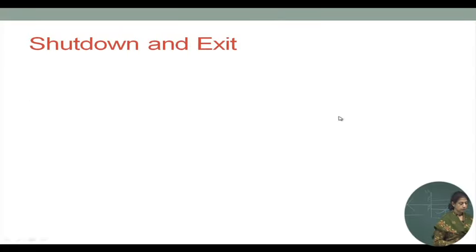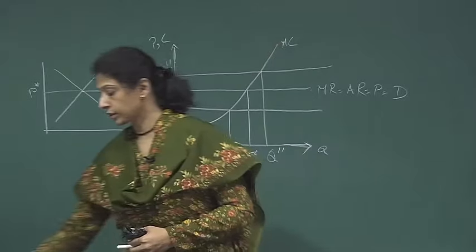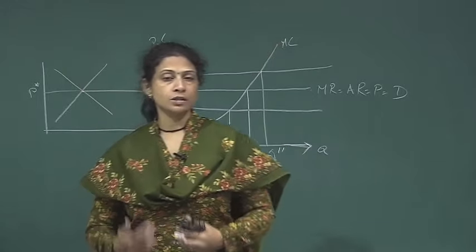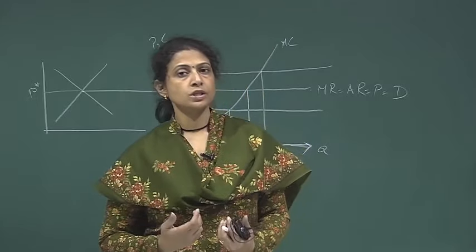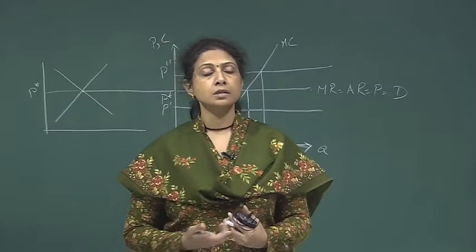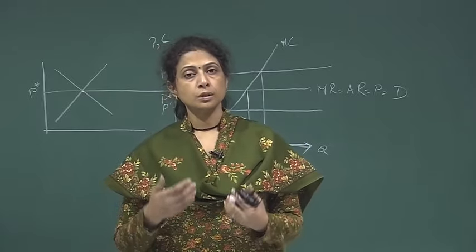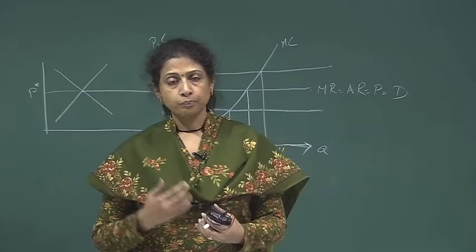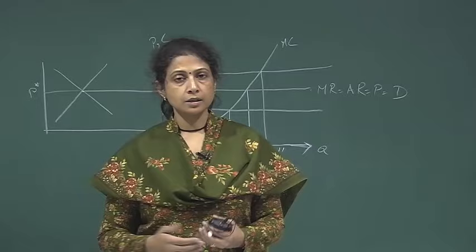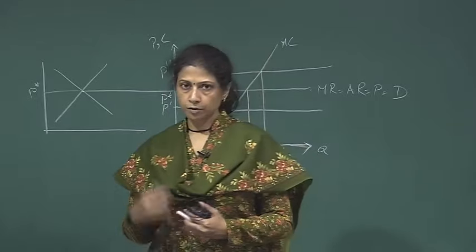Now we move on to something else. When we started our discussion on perfect competition, we also asked this question: because the firm is a price taker, is it always going to just keep on producing? Is it going to stay in business? What determines if the firm is going to stay in business, if it should produce any output at all or not, whether it should think of quitting the market? How are these decisions taken in a perfectly competitive setup?